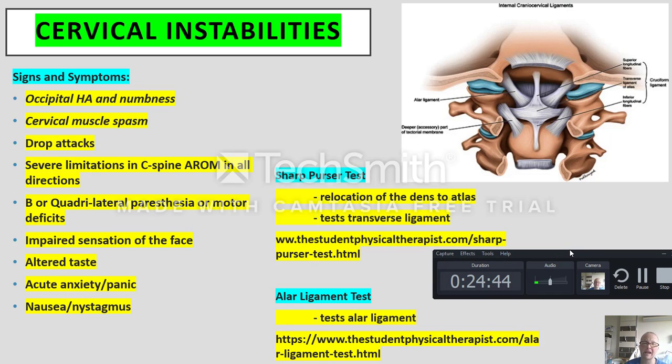The Sharp-Purser test is one of the tests you do to check for cervical instabilities. It's a relocation of the dens to the atlas, and it tests the transverse ligament. The alar ligament test also tests for cervical instability, and it tests the alar ligament. So the Sharp-Purser test is the transverse ligament, and the alar ligament test tests the alar ligament.